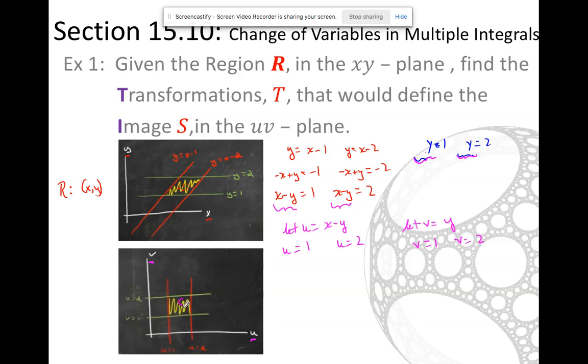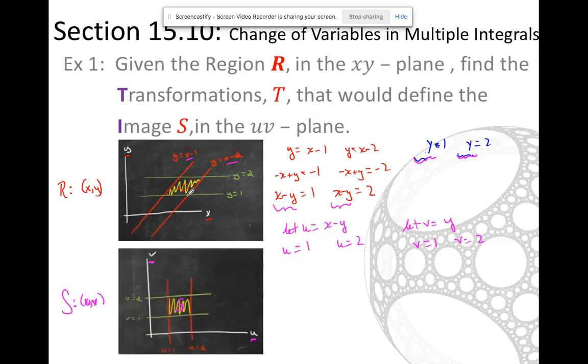I now call this image S, where all the points in there are U comma V, and my bounds are vertical and horizontal, but defined in terms of U and V. This is a really nice situation if we always liked integrating over a rectangular region because our bounds were all constants, which opened up nice possibilities for integrating, as opposed to having bounds that were determined by equations with variables in them instead of just constants.